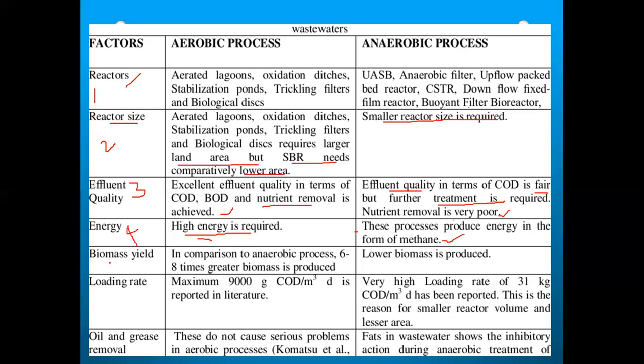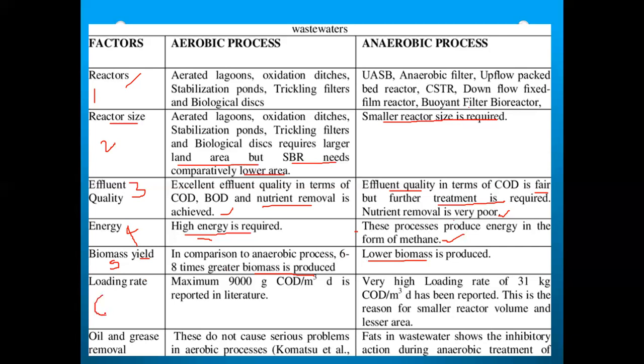Next, biomass yield. Whenever you are doing the aerobic process or anaerobic process, how much yield you are getting in comparison to the anaerobic process? In comparison to the anaerobic process, 6 to 8 times greater biomass is produced in the aerobic process. But in the anaerobic process, lower biomass is produced.